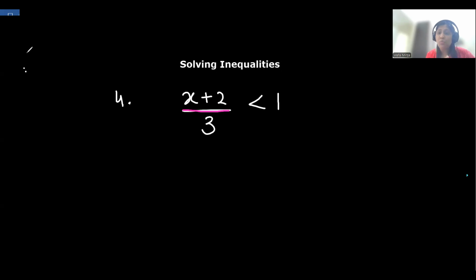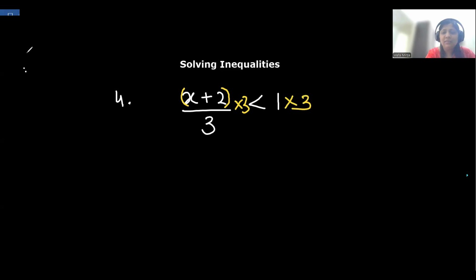Don't do minus 2 on both sides first, because below 2 also you have 3, and below x also you have 3. So first I will get rid of this 3. How will I get rid of 3? By multiplying by 3 on both sides of the inequality. It is better if I keep brackets here. What I am saying is that on both sides of the inequality, I will multiply with 3.